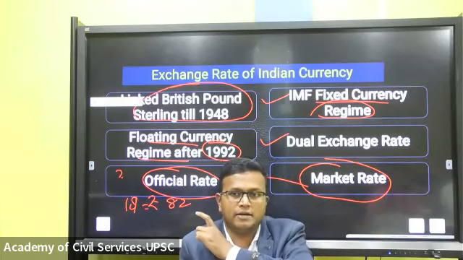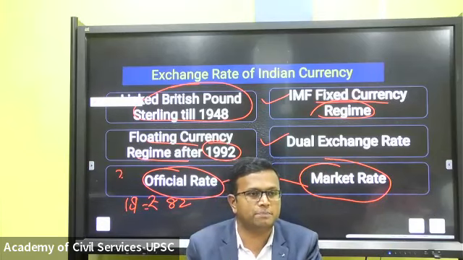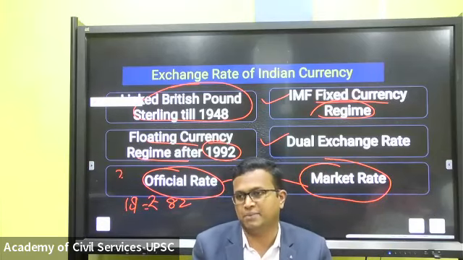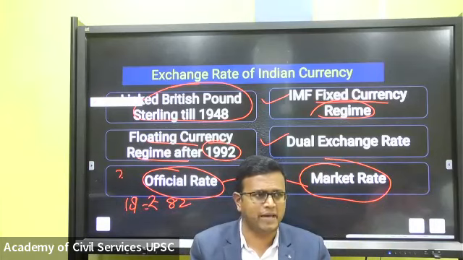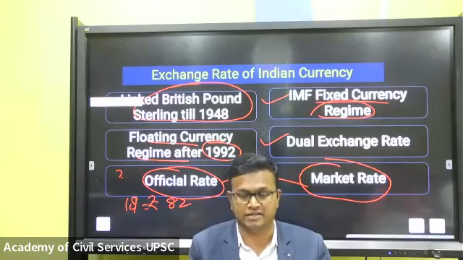The official rate is declared by RBI every day in the morning based on the analysis of the previous day's demand and supply. There is not much difference. Maximum 0.5 rupees difference will be there between the market rate and the official rate of currency.